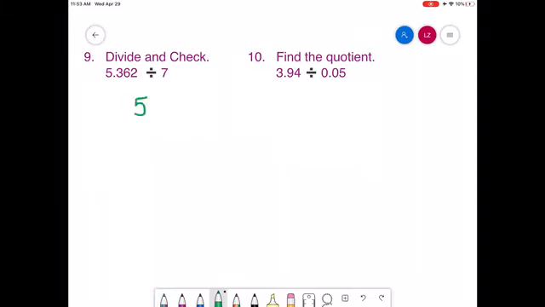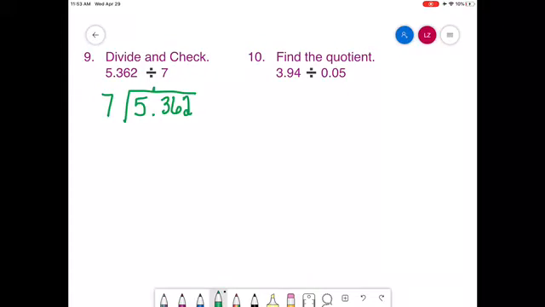If we have 5 and 362 thousandths divided by 7, first thing we do is move the decimal point up. And 7 does not go into 5, so we'll put a 0. 7 goes into 53. Let's see. I'm going to go with 7. 7 times 7 is 49. Let's subtract, and we're going to get 4, right? 3 minus 9 you can't do, so we had to borrow 1 from over here, and we ended up with 4. Check it. 4 is less than 7, so we're good to go.